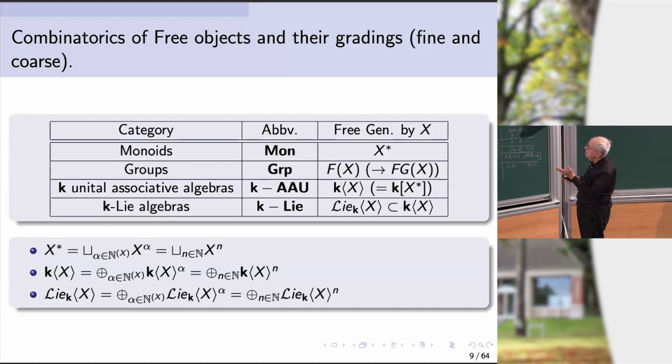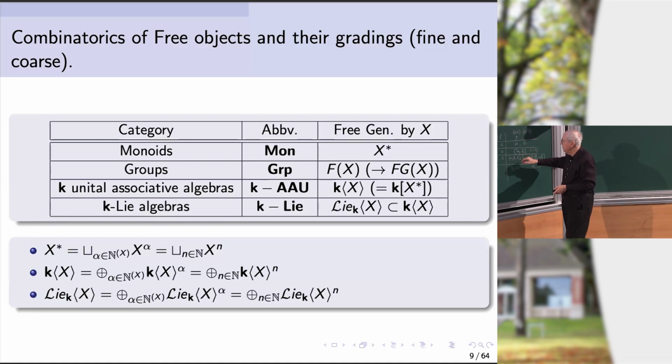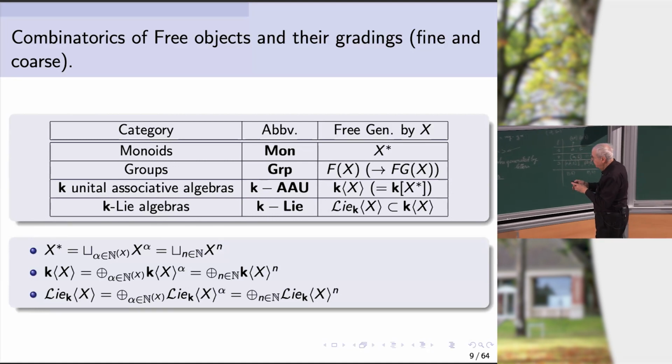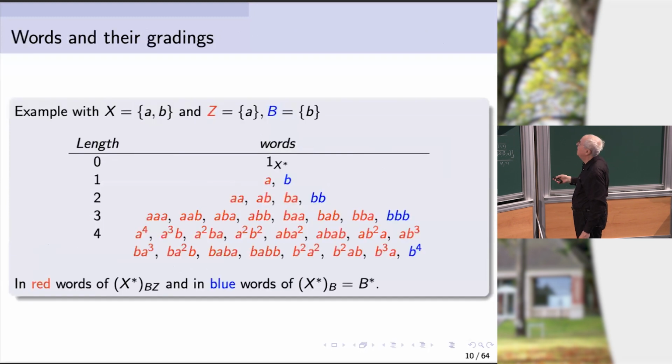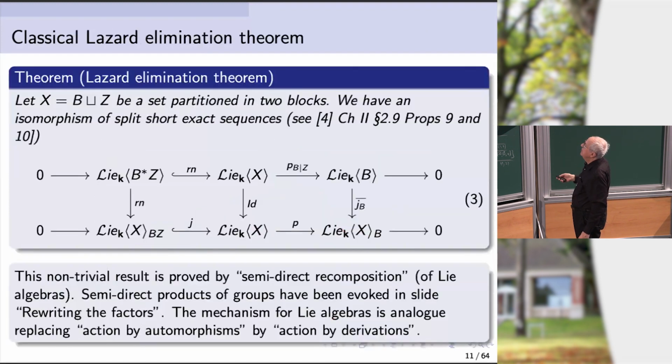Even if your alphabet is infinite, we will see the enumerable alphabets, then this is the number of occurrences of each letter in the monomial. And of course, from the generation of the free algebra, it can be finely graded, or a subgradation, which is a grading by total length. So these are examples. And what is the Lazard elimination theorem?